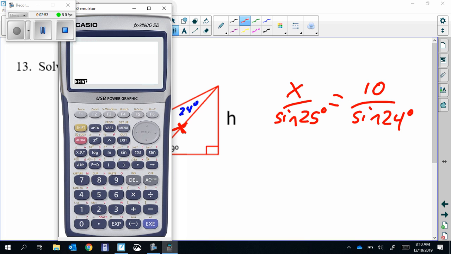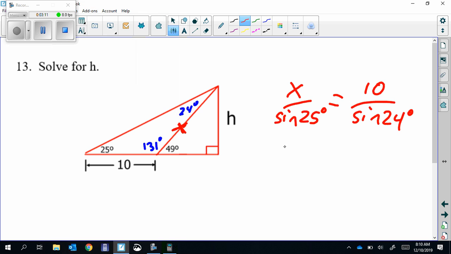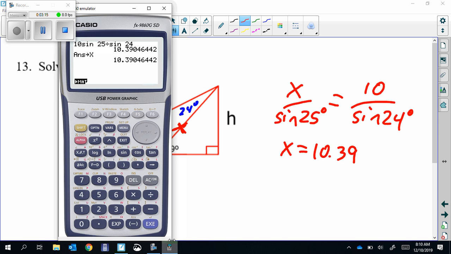And cross multiply, solve this out. So x is 10 times sine 25 divided by sine 24. Go ahead and store that as x, so I have it. And like we said, it's a little bit larger than 10, which is what it should be.